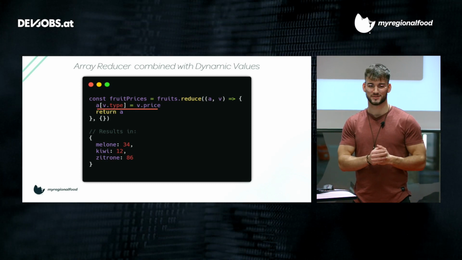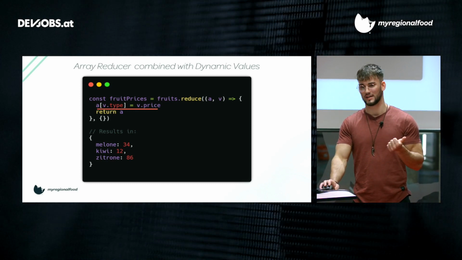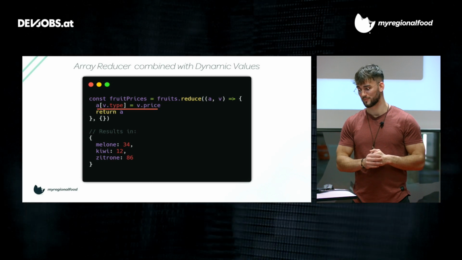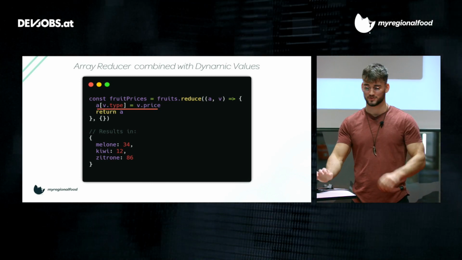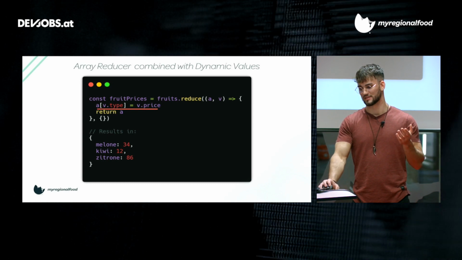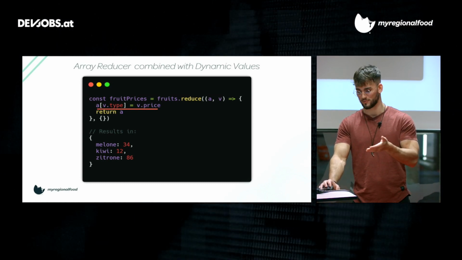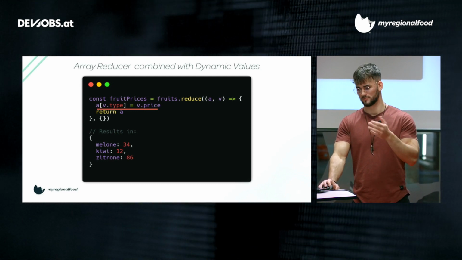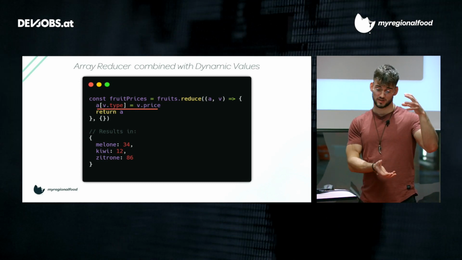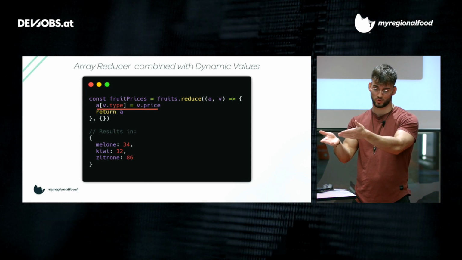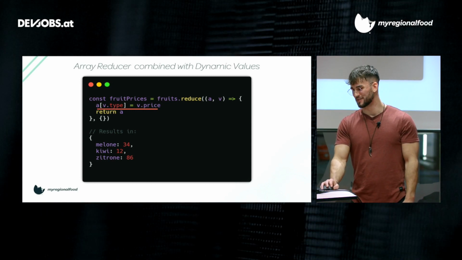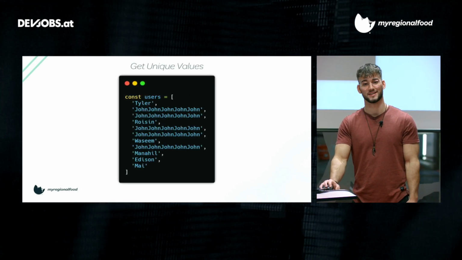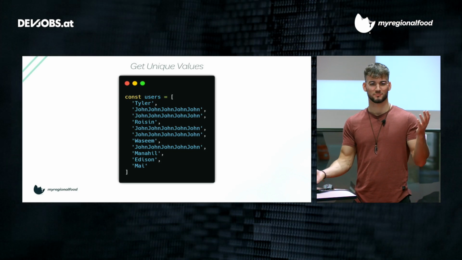By the way, how reduce works is you have the values a and v. a is the starting value, which is defined by the second argument, the empty curly braces, which is an empty object. So a is in the beginning an empty object, and in this empty object, the first dynamic value is the type, which is melon, and v.price, which is the price, which is 34. And then you return a, and now a becomes an object, which is melon 34, and then you add the next one, which is kiwi, and then titurone. So, pretty useful.